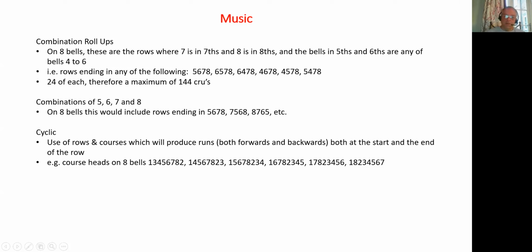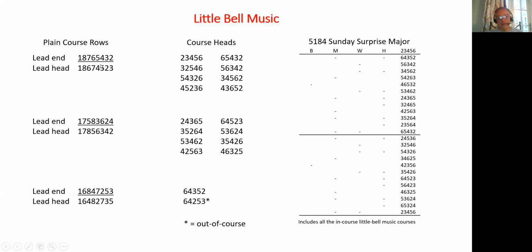So by using these cyclic part ends, you can get a lot of repeated music from one part to the next, and it is something which is quite commonly used nowadays. It's much more the modern way of recognizing music than the combination roll-ups would have been.